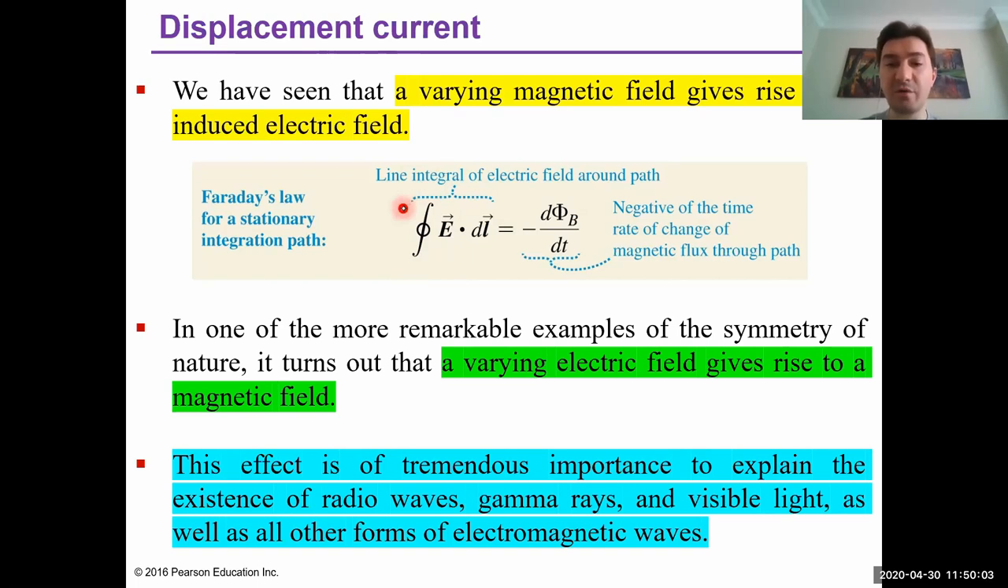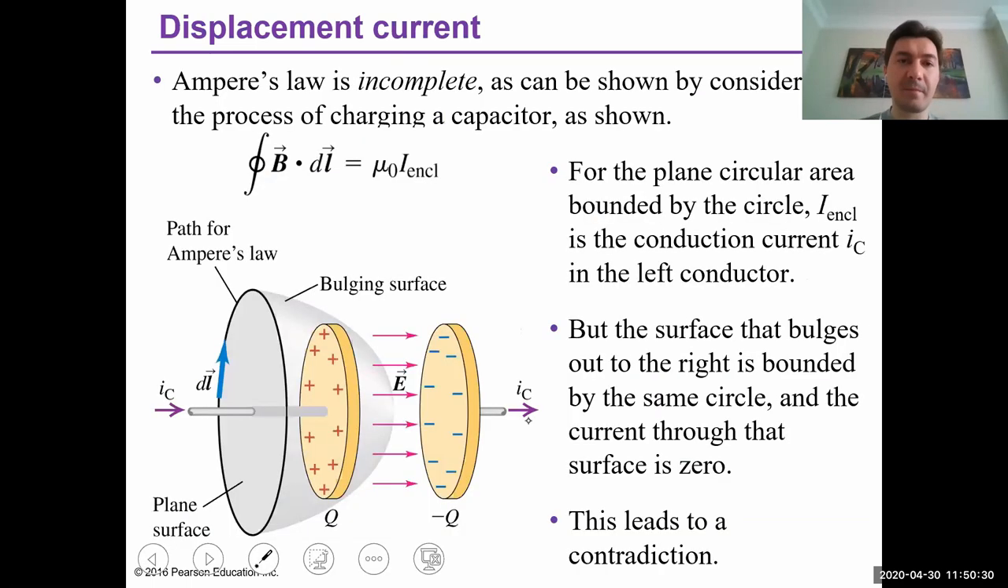This is very important because in order to explain the existence of radio waves, infrared radiation, UV, gamma rays, visible light, X-rays, all the things and all other forms of electromagnetic waves can be explained with that mechanism. So we will go into detail.